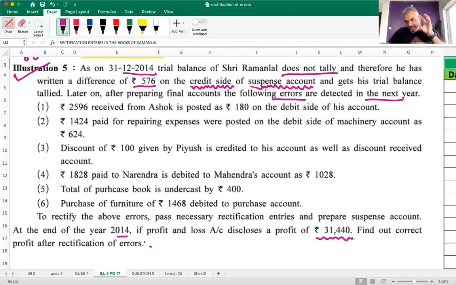So we already had one profit. Our trial balance did not tally. So we used suspense account, temporarily tallied it, made the final accounts, and found the profit. But this profit is not correct, because there are errors in books of accounts. So what we did, we found out the errors, we will rectify them, and then we will find out what's the correct profit. Okay, go through the sum once again.